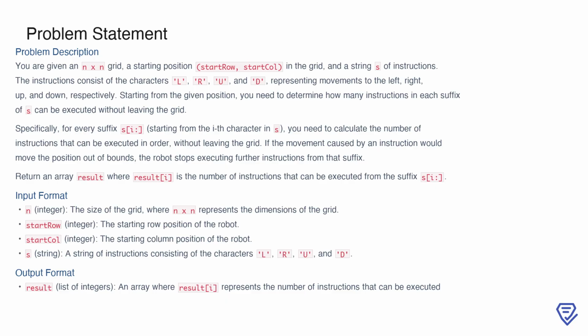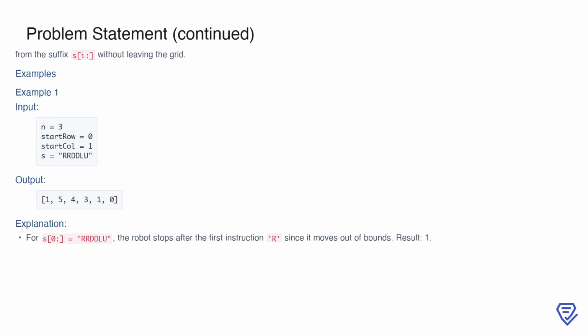For each suffix S[i], we need to execute the instructions in order and calculate how many of them are valid before hitting the boundary of the grid. The result will be an array where each element corresponds to the number of valid instructions for a particular suffix. Let's consider an example to make this clearer.